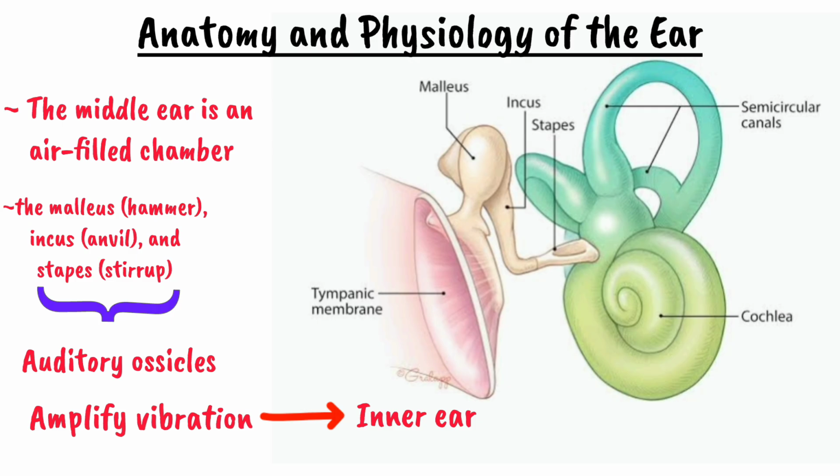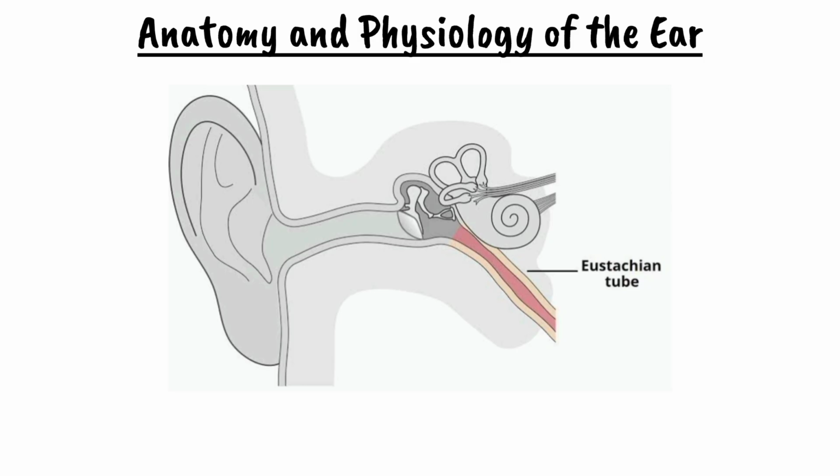Another important structure in the middle ear is the eustachian tube, also called the auditory tube. It connects the middle ear to the throat. This tube helps to regulate air pressure within the middle ear and prevents discomfort or potential damage caused by changes in atmospheric pressure. Now, talking of changes in atmospheric pressure, an example is when you are traveling with an airplane. Now, the eustachian tube also serves as a passage for bacteria, which can sometimes lead to middle ear infection.